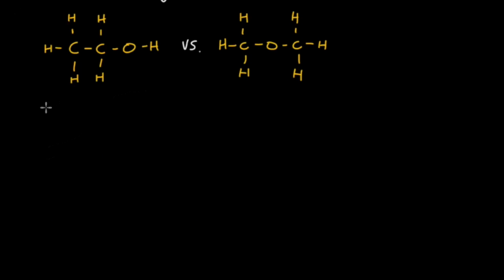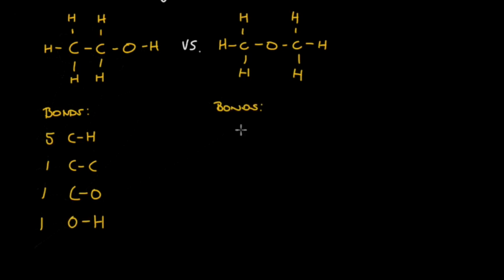Okay, let's look a little deeper to see why they are called structural isomers. In order to do this, we will need to count the different types of bonds found in each of these two compounds. The molecule on the left has 5 CH bonds, 1 CC bond, 1 CO bond, and 1 OH bond, while the molecule on the right has 6 CH bonds and 2 CO bonds. So structural isomers have a different number of specific bonds between atoms.